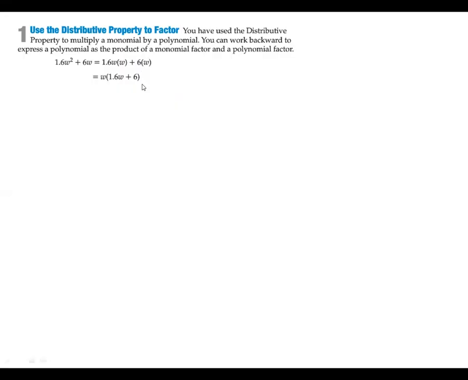So factoring is that process. Factoring a polynomial involves finding the completely factored form. So what that means is factoring is similar to undistributing. It's reverse distributing. But when something is completely factored, that means you've reverse distributed everything you possibly could from the problem. So let's use the distributive property to factor each polynomial.